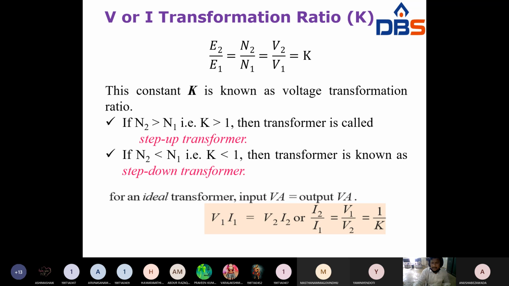For an ideal transformer, input volt-ampere is equal to output volt-ampere. That's why I1 by I2 is equal to 1 by K, or I2 by I1 is equal to K. Here this equation is E2 by E1. You have to remember clearly: transformer ratio K is equal to E2 by E1, N2 by N1, V2 by V1. Otherwise for I1 by I2, the current alone is reversed, right?